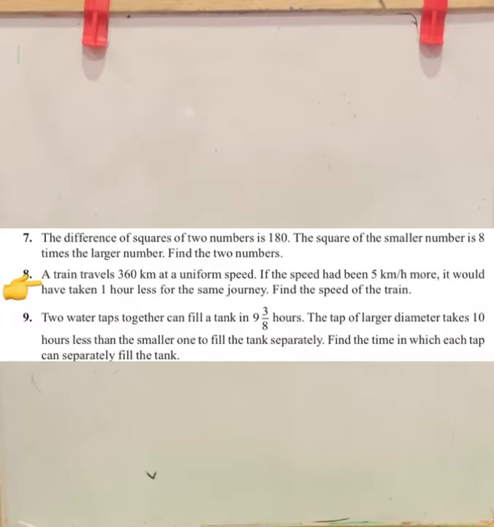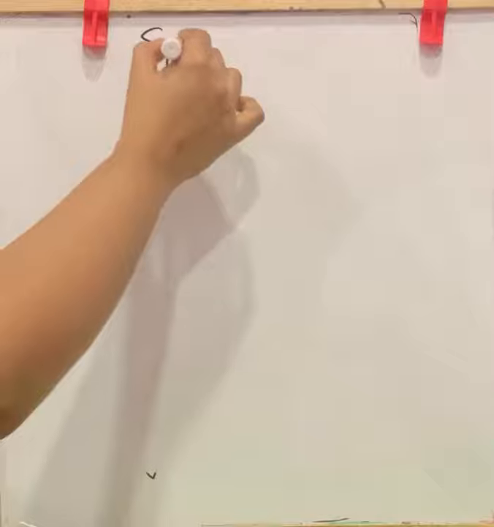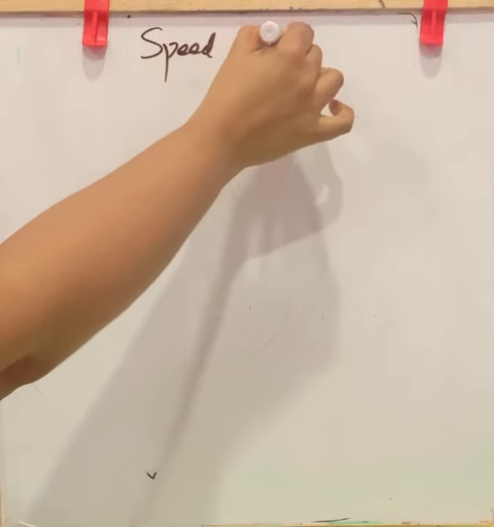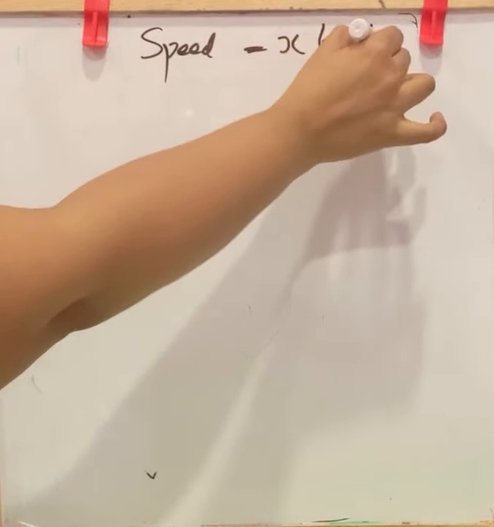Okay. Next question. A train travels 360 km at a uniform speed. If the speed had been 5 km per hour more, it would have taken 1 hour less for the same journey. Find the speed of the train. So here, let the speed of the train be x km per hour.